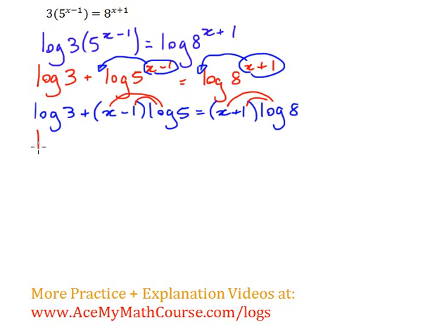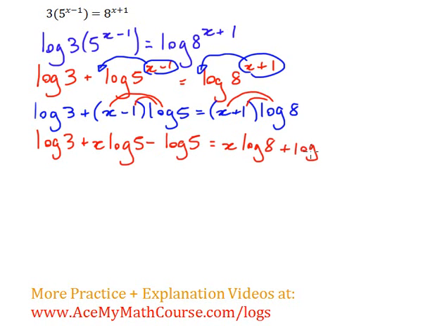So we're going to have log 3 plus x log 5 minus log 5. Why is that? Because log 5 times negative 1 is negative log 5. Over here, log 8 times x is just x log 8, and log 8 times 1 is just log 8. Great. Now I want all elements without an x on the left-hand side of the equation, and all elements with an x on the right-hand side of the equation.